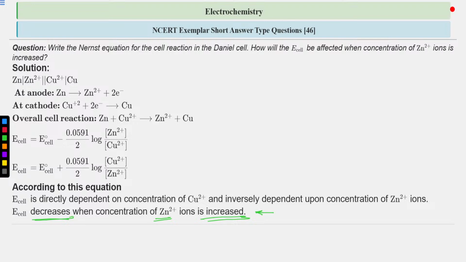This is how the potential of the cell will be affected when you increase or decrease the concentration of zinc 2 positive ions in this Daniell cell, which has this cell reaction. So this is the Nernst equation for the Daniell cell, and we just derived this Nernst equation and concluded how the potential of the cell will be affected.